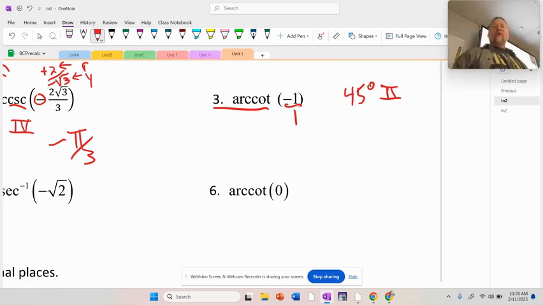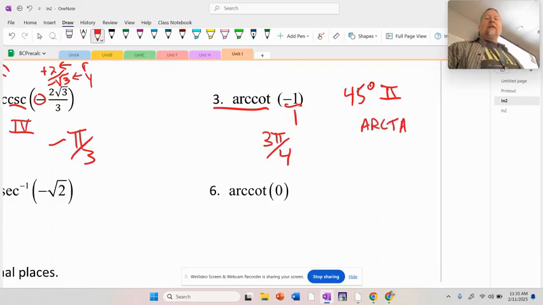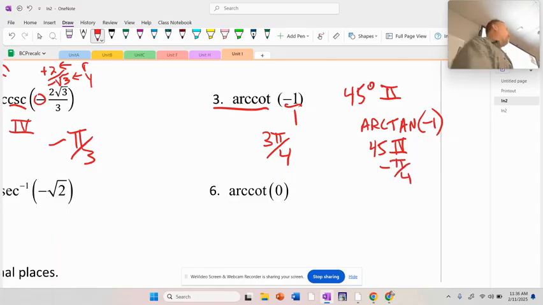Rules. Otherwise, you're wrong. All right, so what's the 45 in quadrant 2? That's what's weird. If this was an inverse tan, let's put that right next to this. Arctan of -1. Well, the answer is a 45 in quadrant 4 because of the rules. So that one would be negative pi over 4.